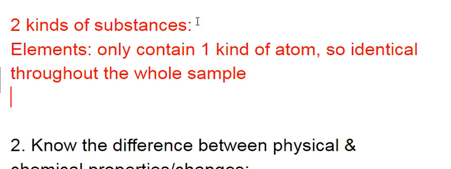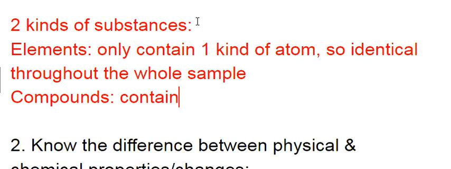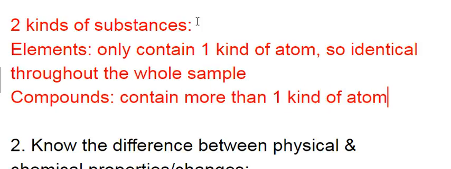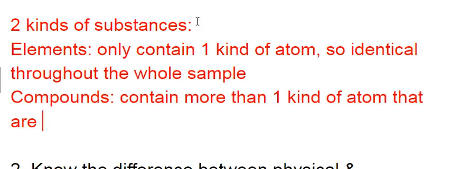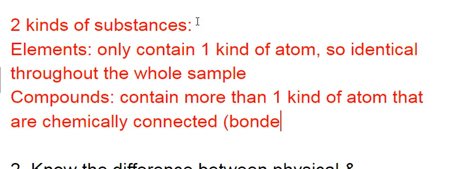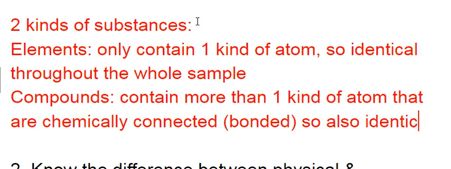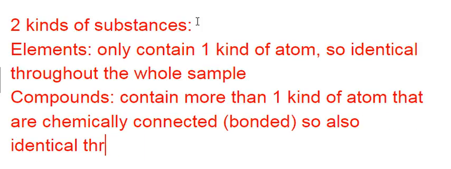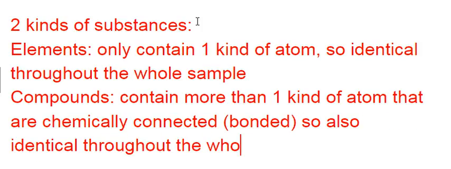And then compounds contain more than one kind of atom. But they're chemically bonded or connected. Chemically connected, the fancy word for that is bonded. Okay, so elements and compounds are both considered substances or pure substances because they're the same throughout.